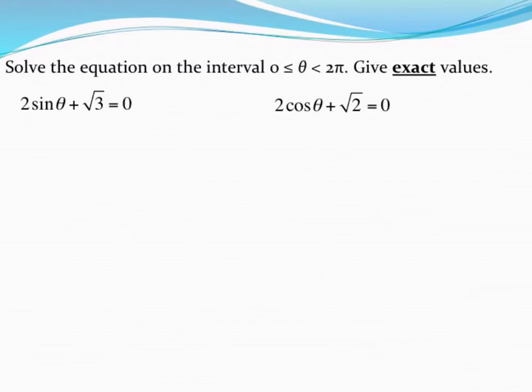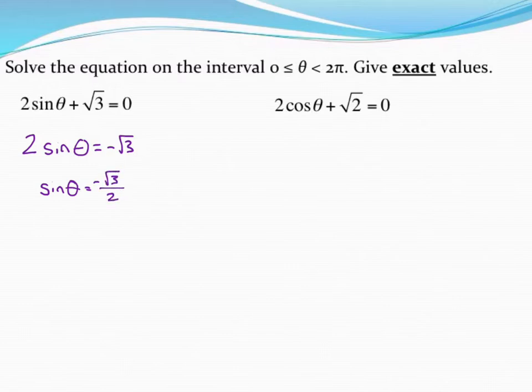We can get a little more complicated now as we start to add more steps to these problems, although the beginning part will be no different than what we've ever done when we've solved an equation. Let's start getting things away from the theta, the x value. So I'll go ahead and subtract square root of 3, just like we'd always do, and then divide by 2, and so I get sine of theta needs to be equal to the negative square root of 3 over 2.